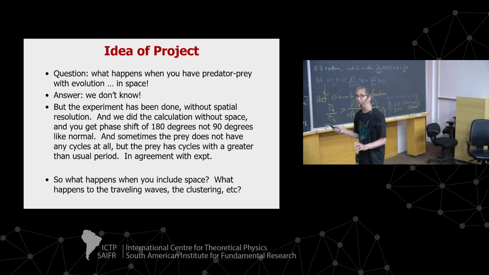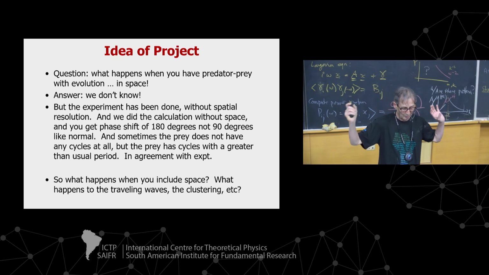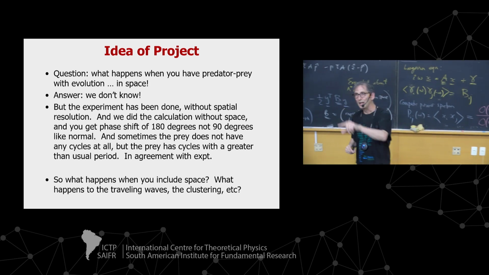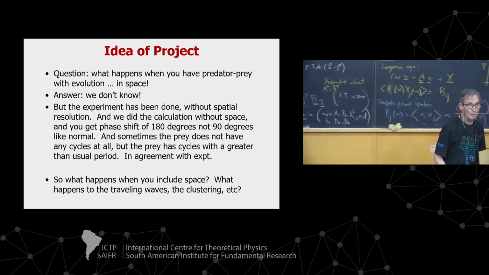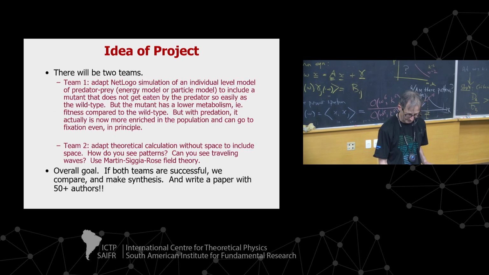And here's what you get without space. You know how the predator-prey cycles are 90 degrees out of phase? When you have evolution, they become 180 degrees out of phase. I'll show you the data in a second. And we did the stochastic theory, and it predicts exactly what you see in the experiment. Now, what we didn't do is what happens in space, because we had something more interesting to do, so we went off and did that.